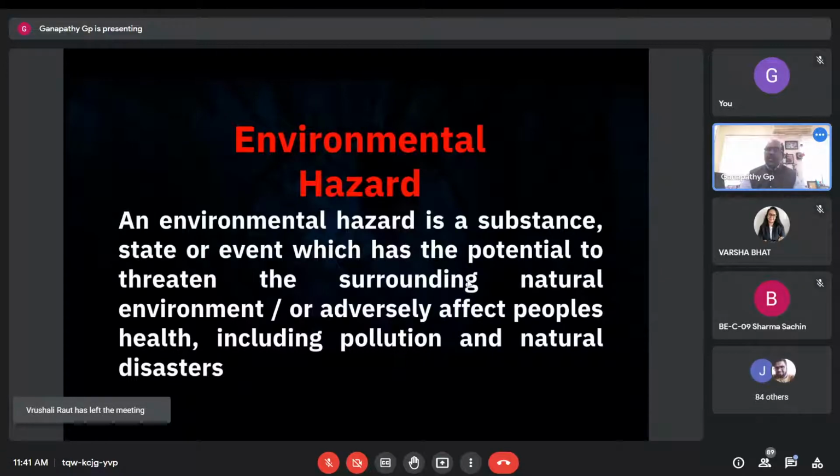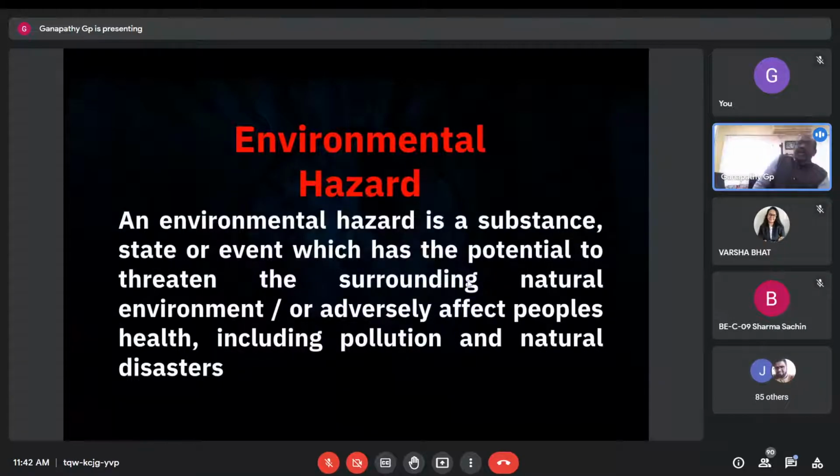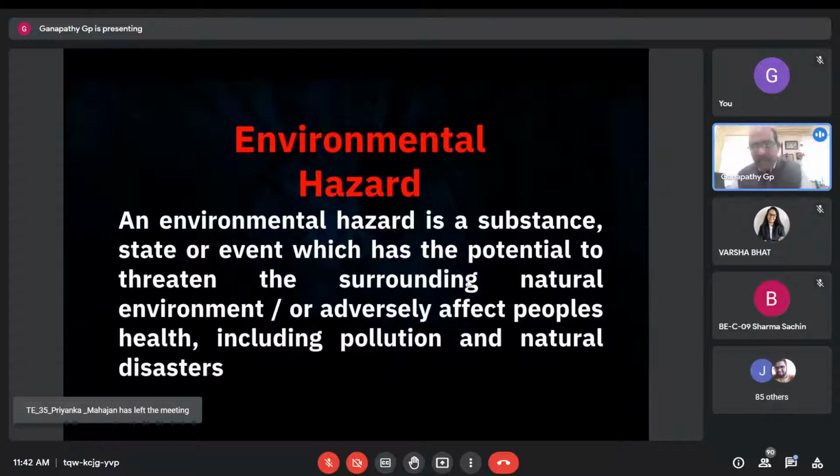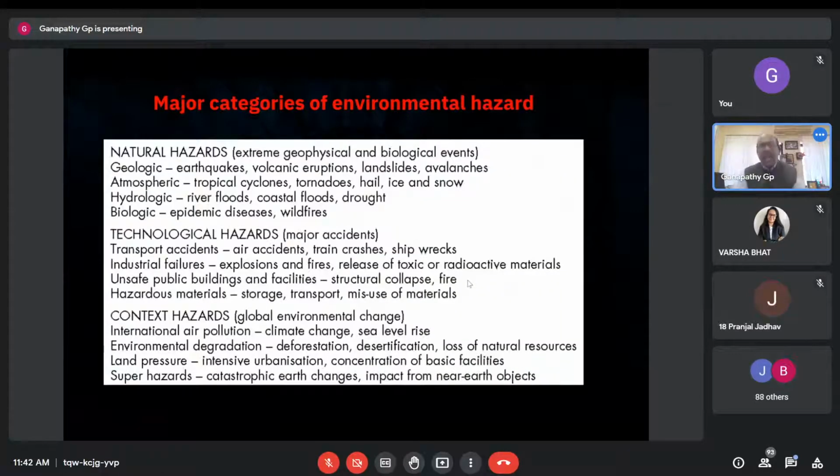Okay. So what is an environmental hazard? An environmental hazard is a substance, state or event which has the potential to threaten the surrounding natural environment or adversely affect people's health, including pollution and natural disasters. A natural disaster is not directly an environmental hazard, but it has a cascade effect. It can create an environmental hazard after a disaster occurs. And these are the major categories of environmental hazards.